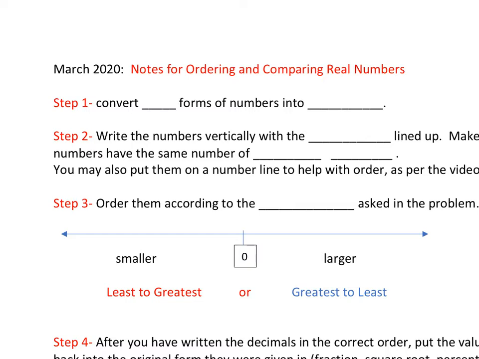Hi guys, we're going to do our notes for ordering and comparing real numbers, which is 8.2D.